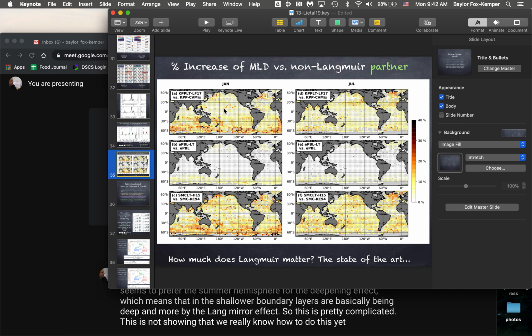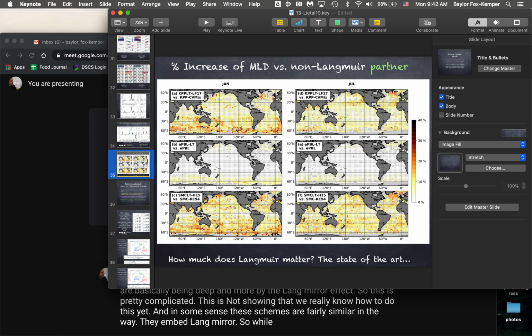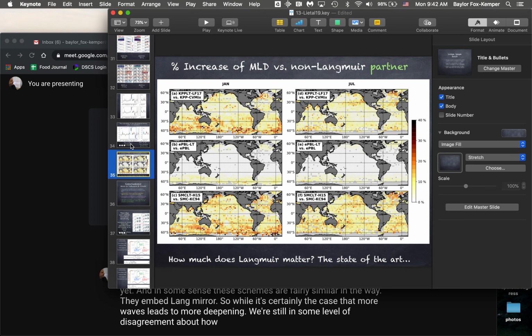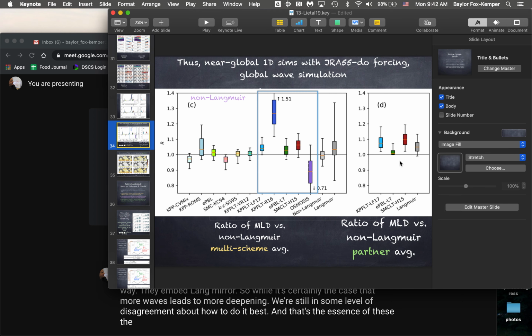And in some sense, these schemes are fairly similar in the way they embed Langmuir. So while it's certainly the case that more waves leads to more deepening, we're still in some level of disagreement about how to do it best. And that's the essence of the disagreement over here between the amount of deepening when you turn on the waves.